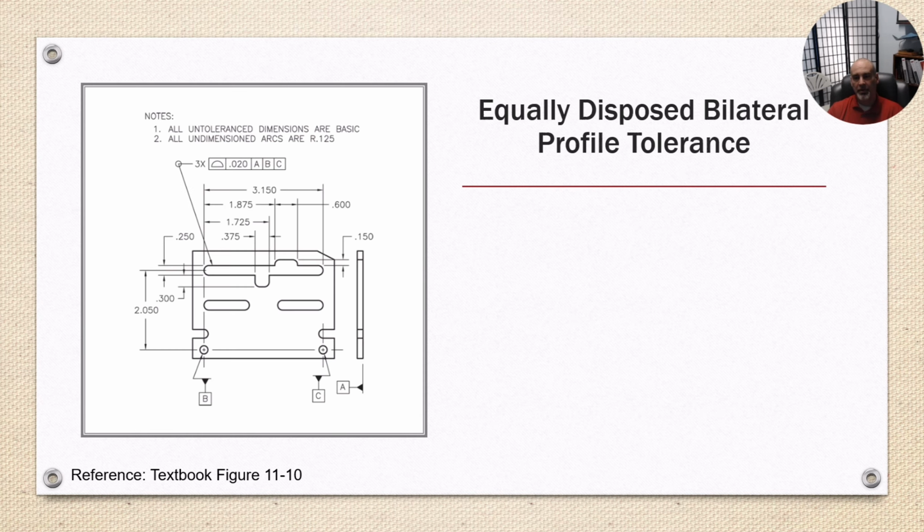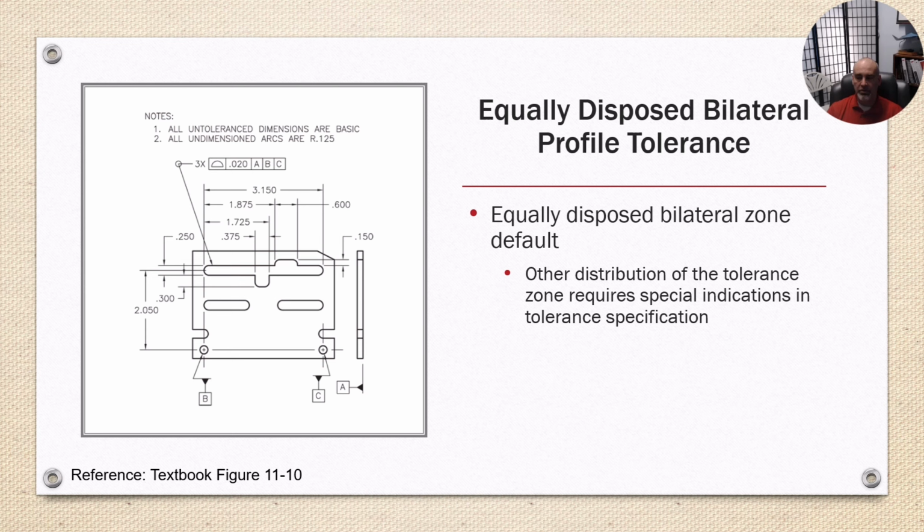Okay, here's an example of equally disposed bilateral profile tolerances. That is the default. So whatever the profile is, the tolerance, 20 thousandths in this case, would be distributed. It could be 20 thousandths, 10 thousandths per side of the edge line of perfect profile, as we see here.